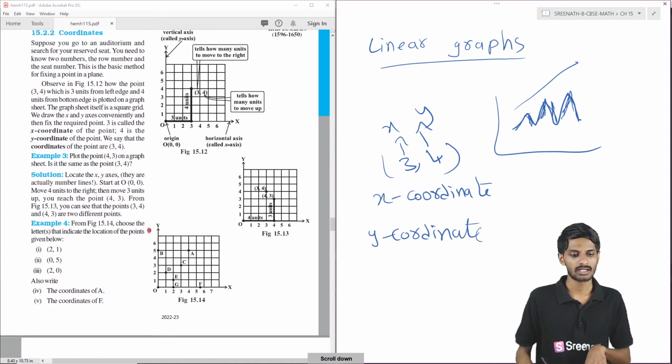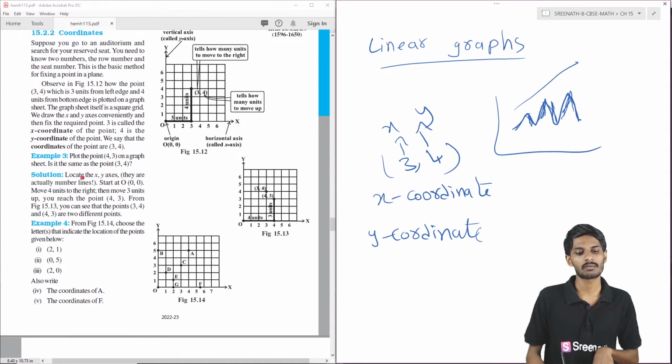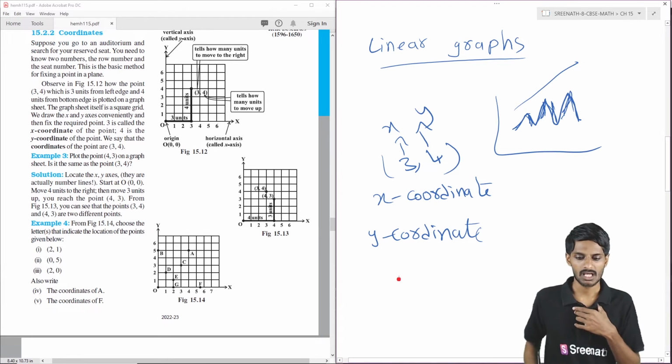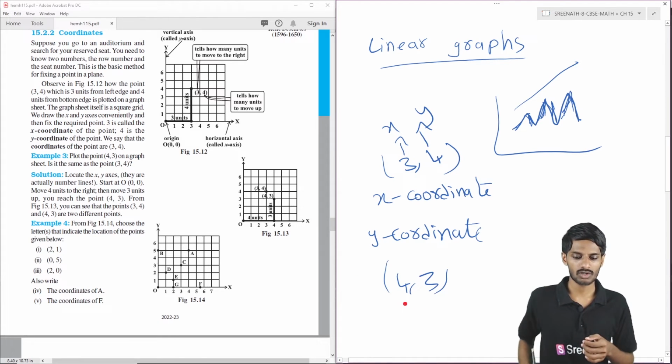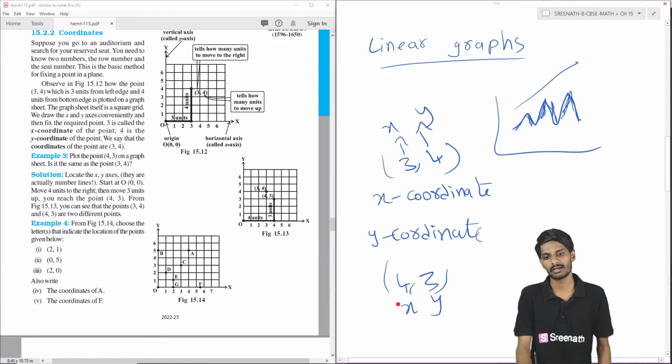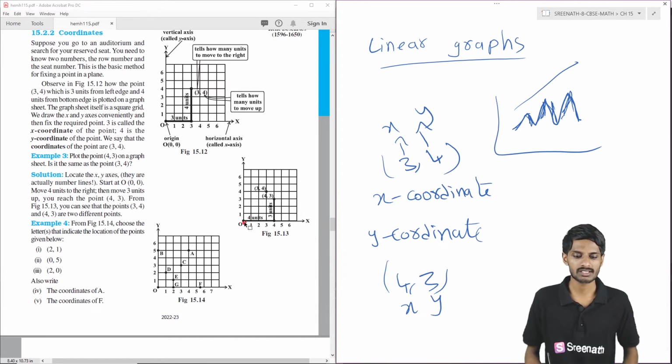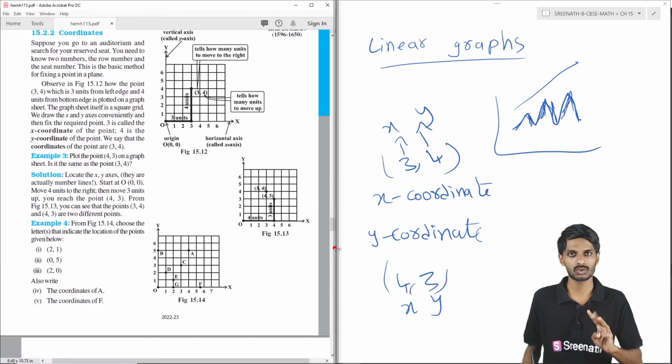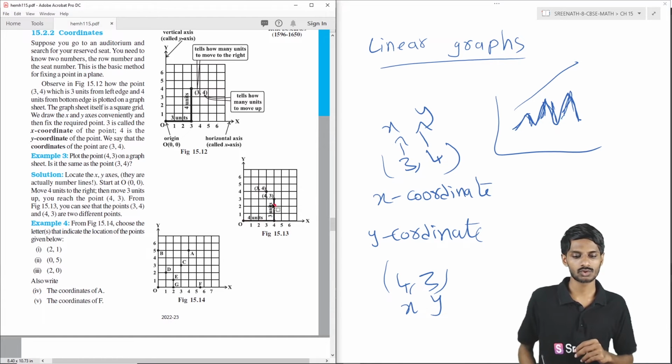So we will solve a problem. Plot the point (4, 3) on a graph sheet. For (4, 3), the x coordinate is 4 and the y coordinate is 3. So first we have to move along the x axis 4 units. We start from the origin: 1, 2, 3, 4. We have moved here. Next, from that point we have to move 3 units in the y direction: 1, 2, 3. Finally we got the point (4, 3).